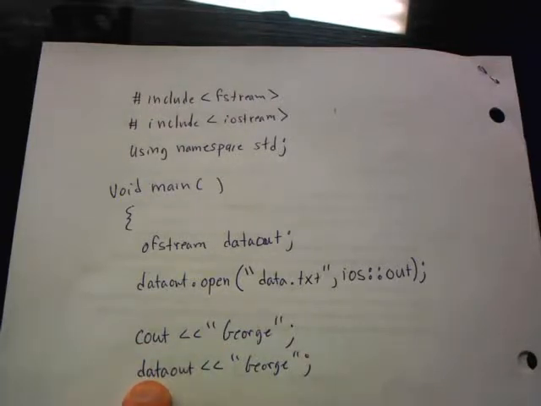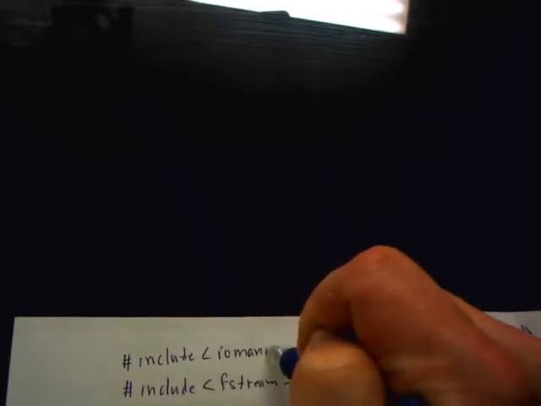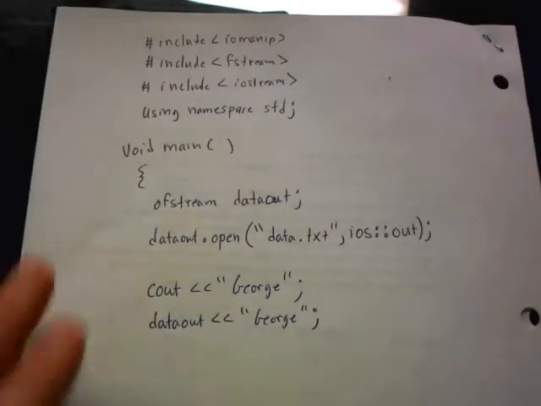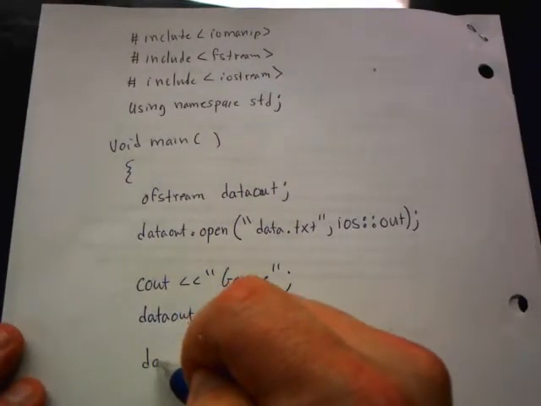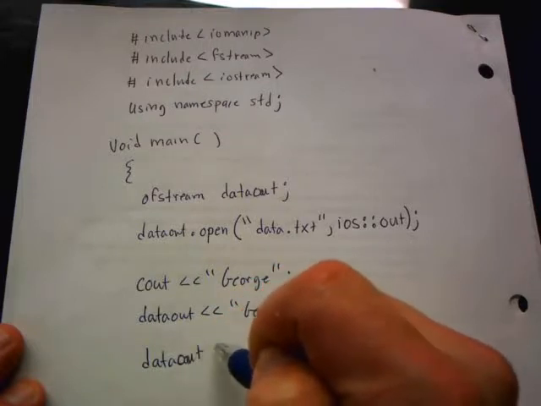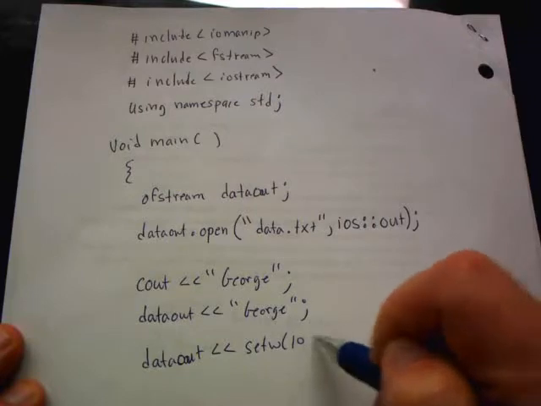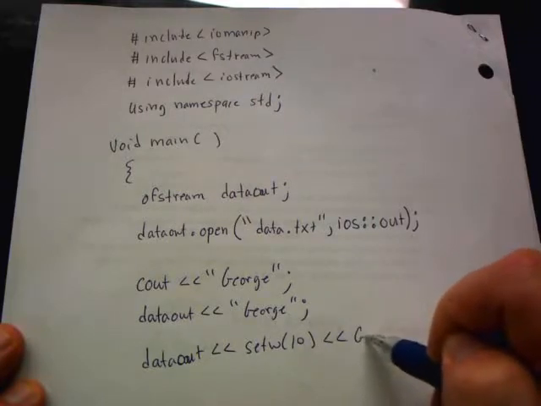And you can do the other things that you want too. If I come back here and I include iomanip, I can do things like data_out, if I can spell it, setw 10, George.